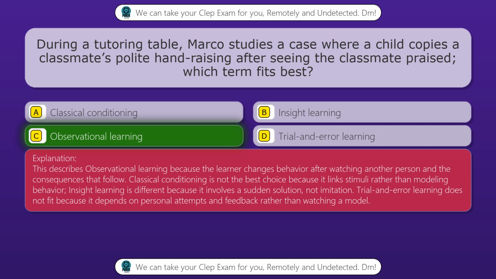This describes observational learning because the learner changes behavior after watching another person and the consequences that follow. Classical conditioning is not the best choice because it links stimuli rather than modeling behavior. Insight learning is different because it involves a sudden solution, not imitation. Trial and error learning does not fit because it depends on personal attempts and feedback rather than watching a model.